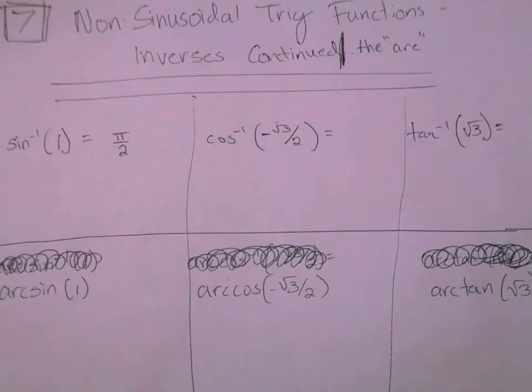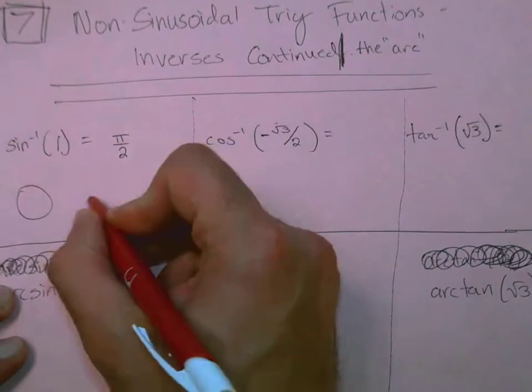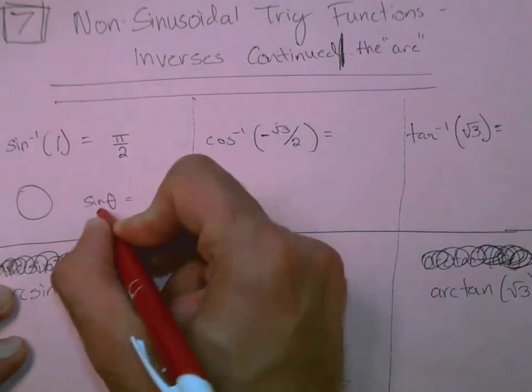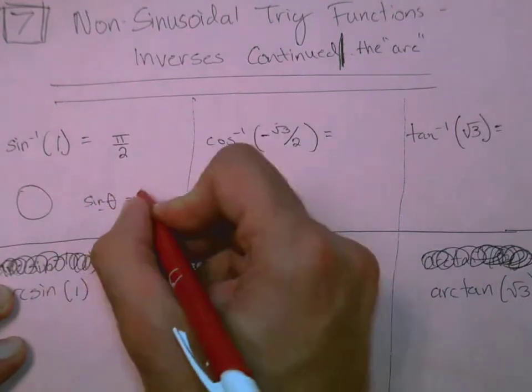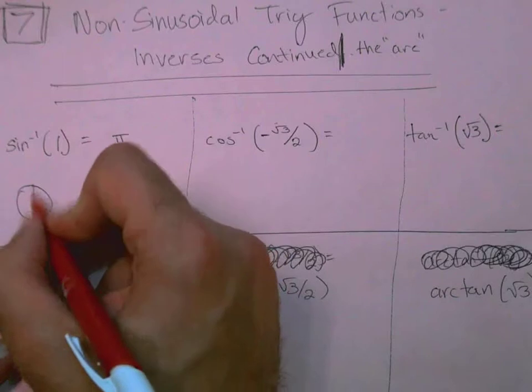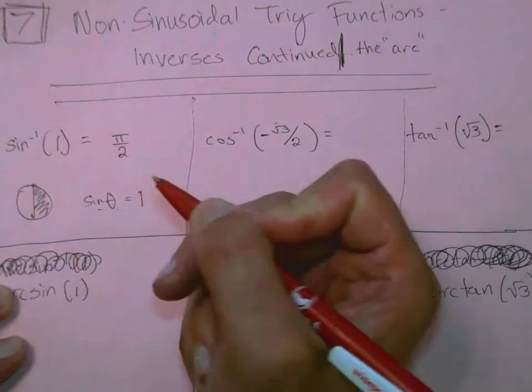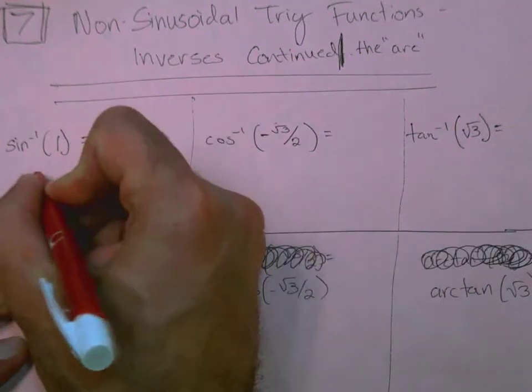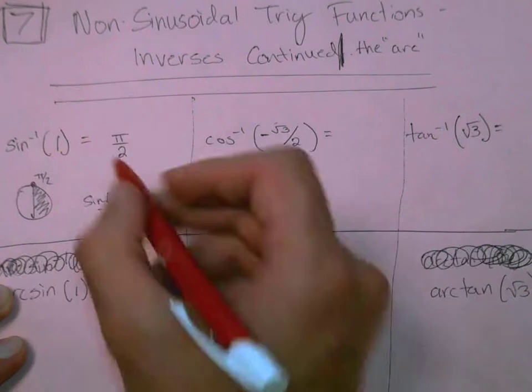Yeah, the first one's pi over 2. Remember, it's like saying what angle when I plug in a sine will give me 1. We can only look at the right half because it's sine. And it's that point right there, that's pi over 2. So that's where pi over 2 comes from.